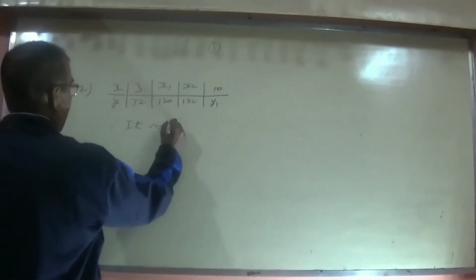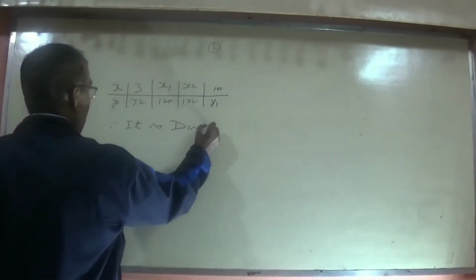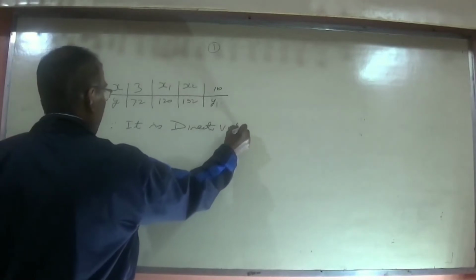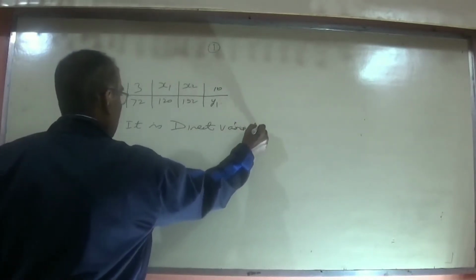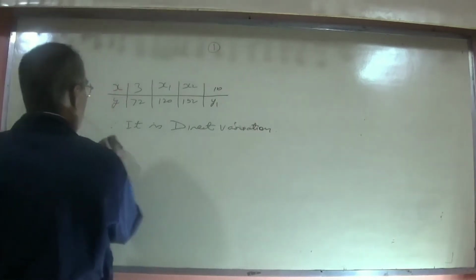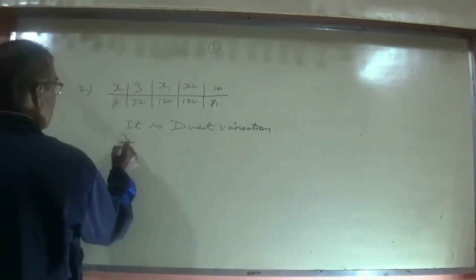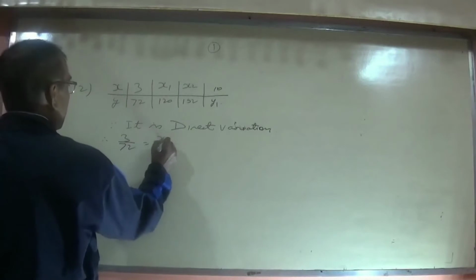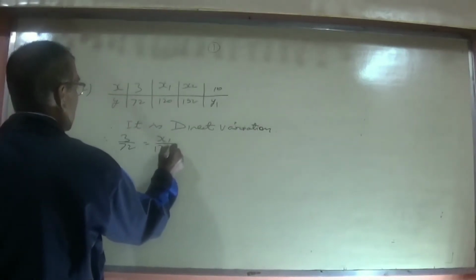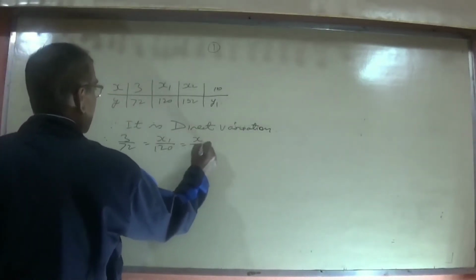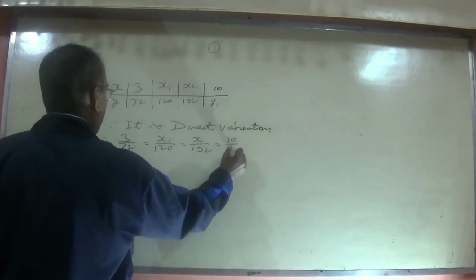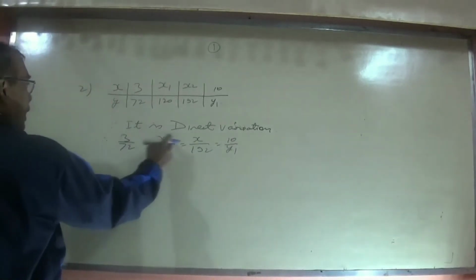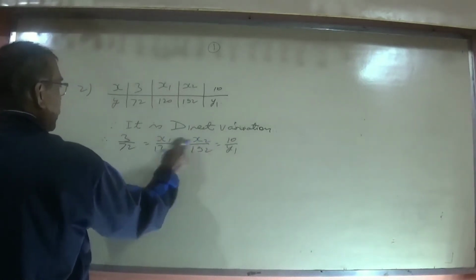since it is direct variations. So therefore 3 by 72 will be equal to x1 by 120 is equal to x2 by 192 and it is 10 by y1. Now take this pair, you have to find these particular unknown variables.